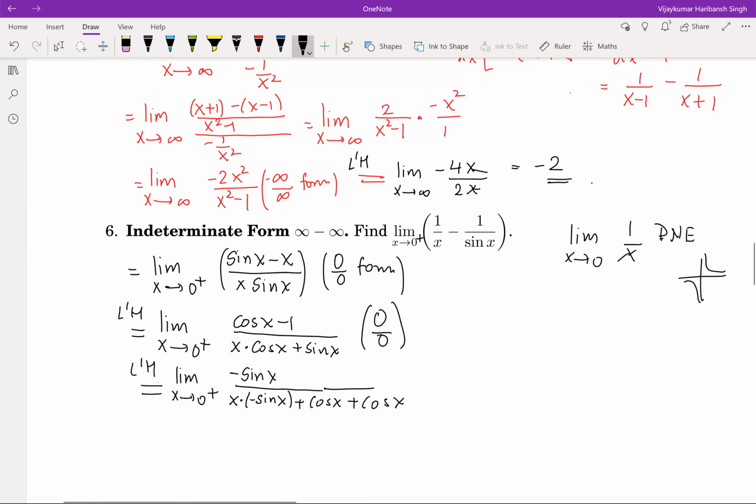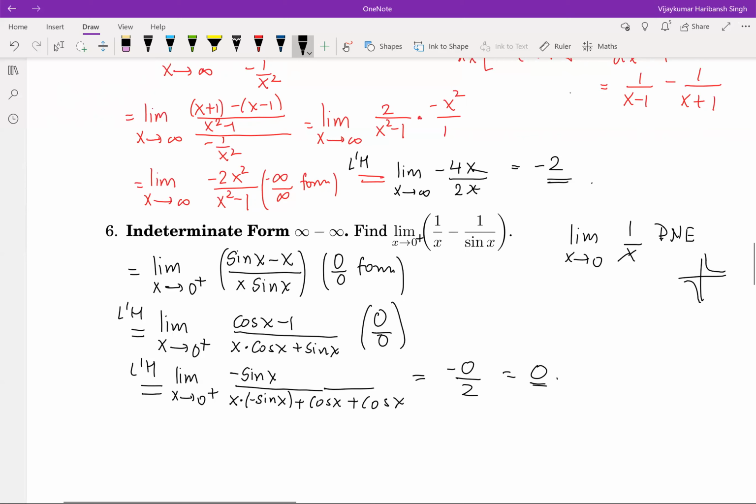Now let's check again. Do we need to apply L'Hopital's rule? So as x goes to 0 plus, the top becomes 0, and in the bottom this part becomes 0, but cos 0 is 1. So this is 1, this is 1. So you're left with minus 0 by 2, which is 0. So this is your limit for this function.